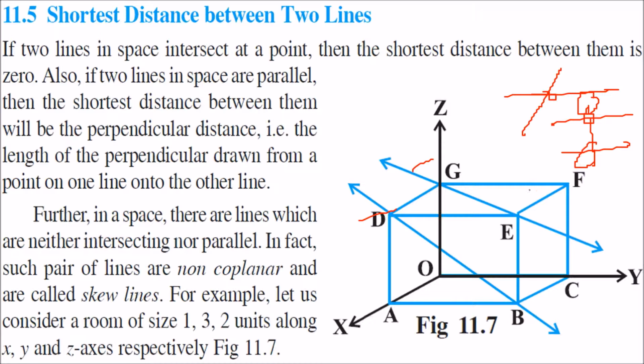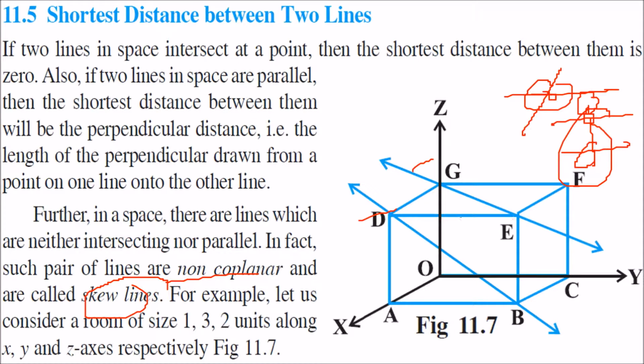But in space, there may be lines which are neither intersecting nor parallel. So these pairs of lines, if they are not in a single plane, are called non-coplanar, and these lines are known as skew lines.